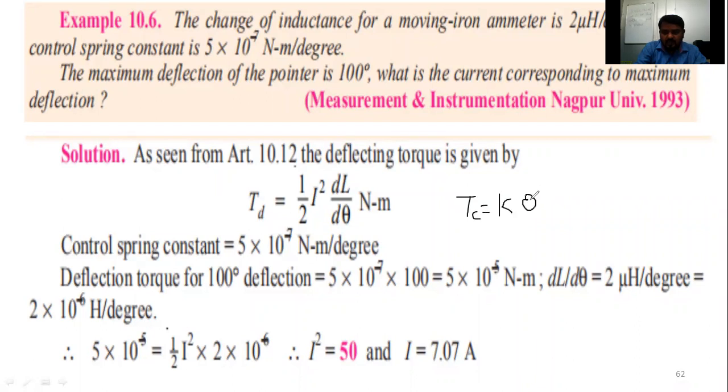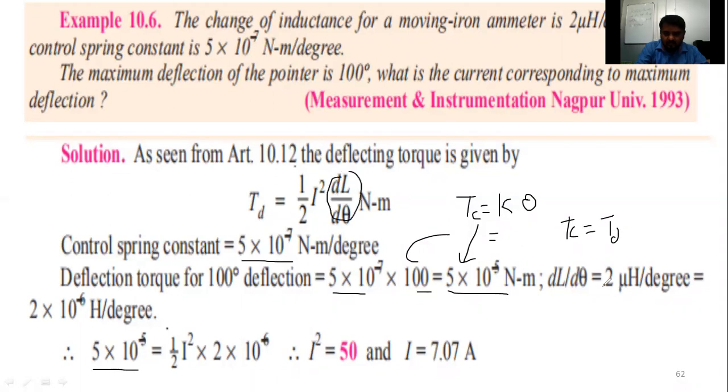What is K? K is 5 × 10^-7. What is theta? How many deflections are there? 100. So this is 5 × 10^-5, which is nothing but the controlling torque, T_C. At equilibrium T_C equals T_D. So T_C equals 5 × 10^-5, and T_D equals 1/2 I² dL/dθ. I will write 1/2 I² as it is.